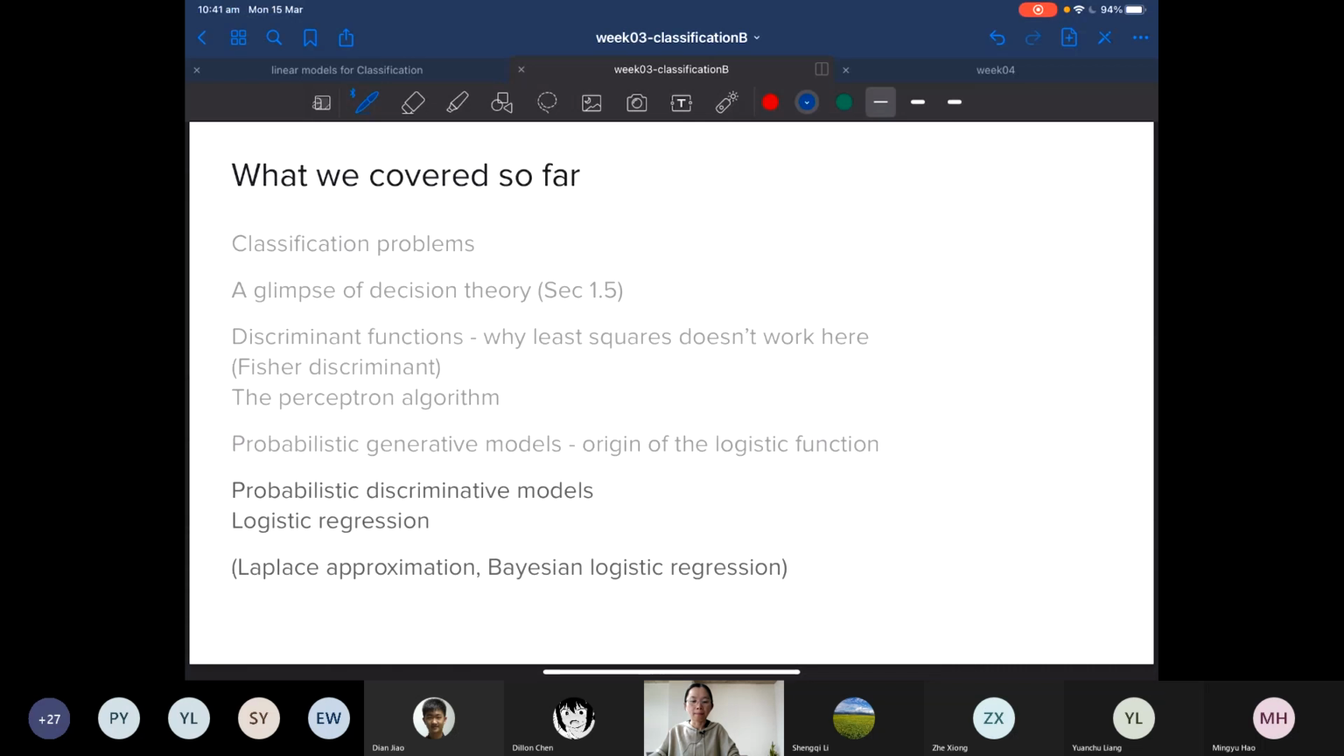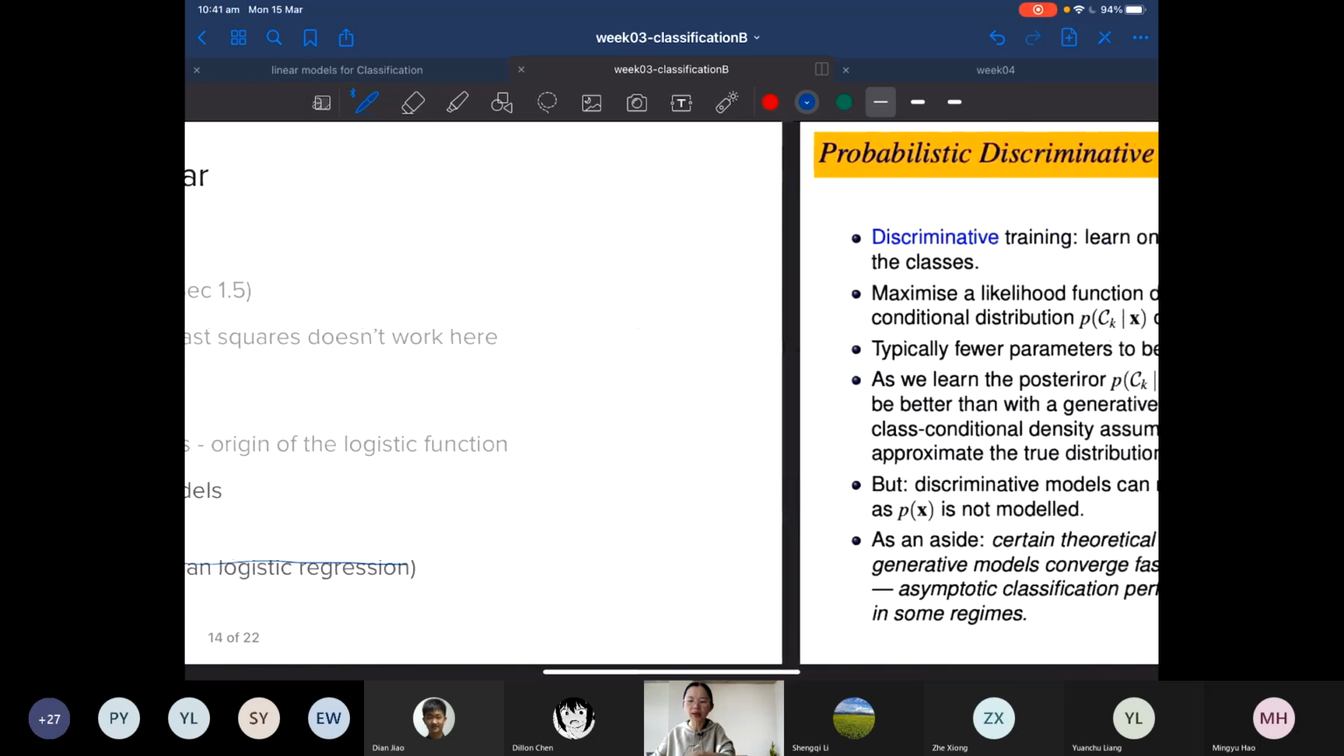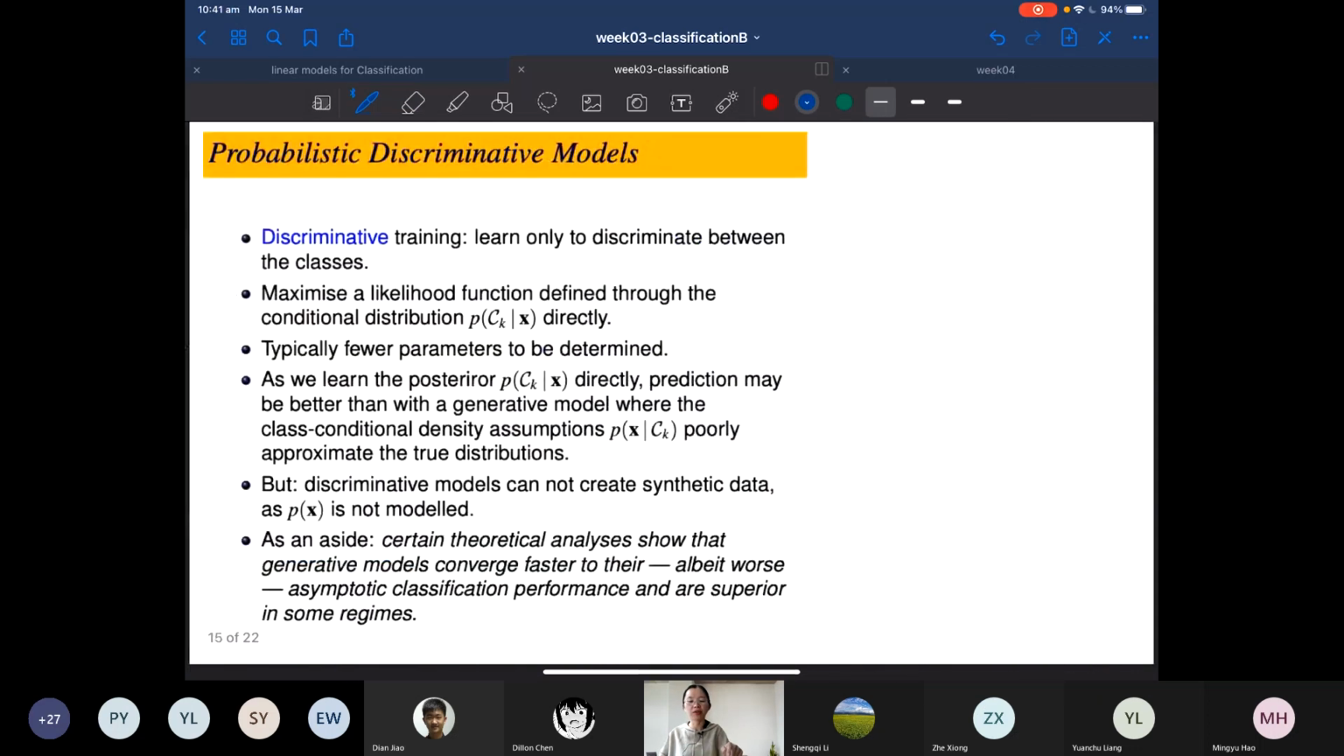Let's look at probabilistic discriminative models, right? The last session of the trilogy of classifiers. In particular, we will cover logistic regression.